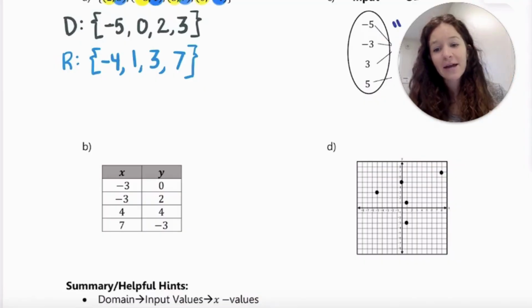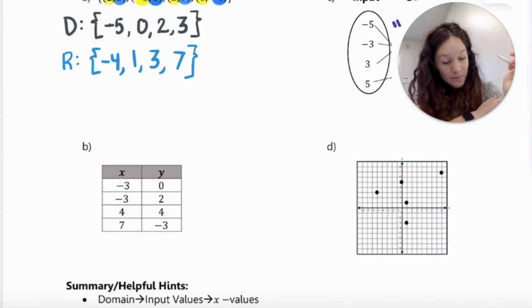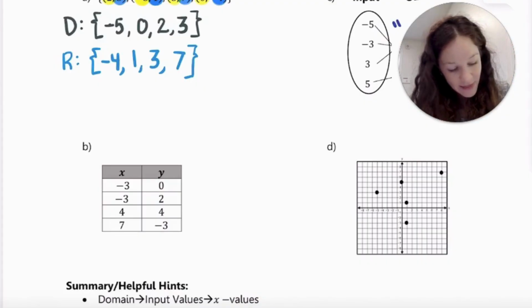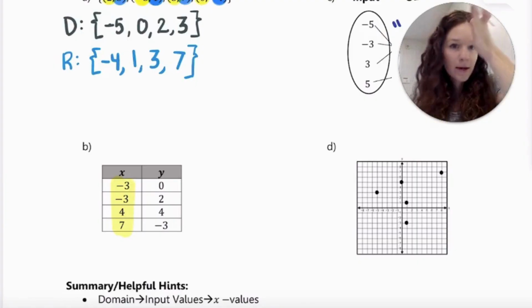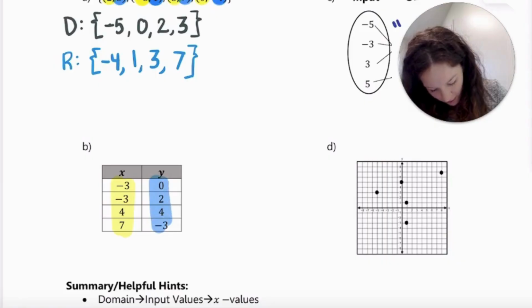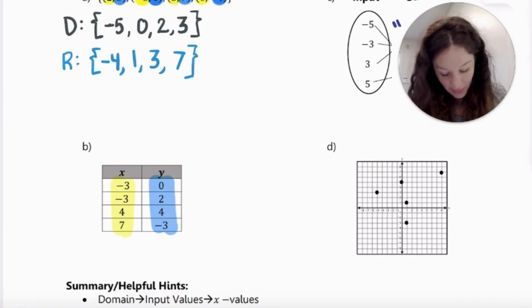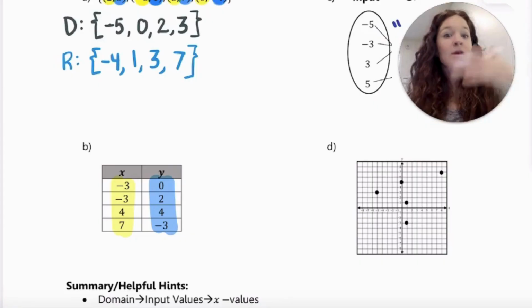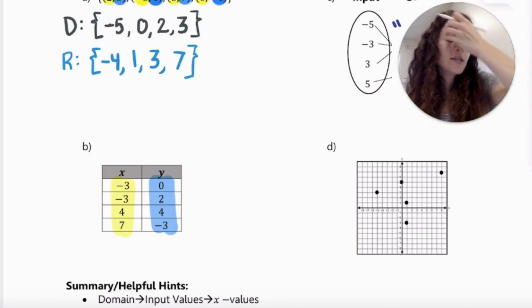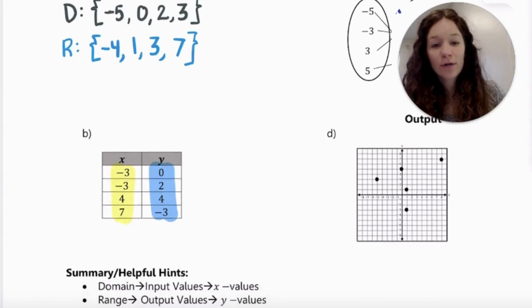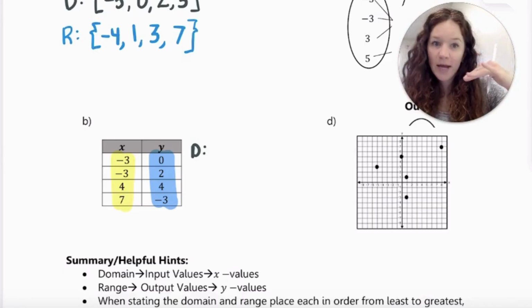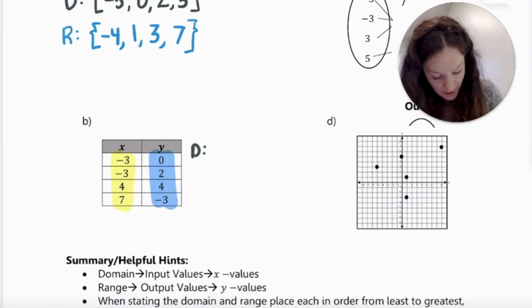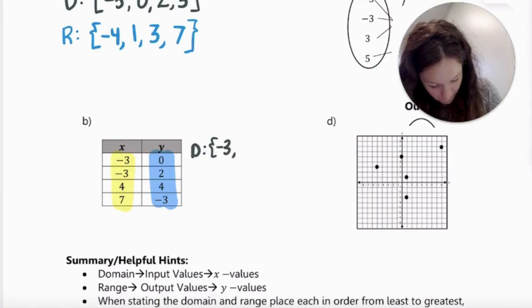So dropping down to letter B, we have a table. So making sure you can identify the table there. This makes it really easy for you. Your X's are right in a vertical line, and your Y's are right in a vertical line. And remember, I give you your tables with the X's already in order from least to greatest, but they do have the repeats, so we need to make sure we're not accounting for them. So our domain here, we see we have -3, -3. We don't need to jot it down twice, so we're just going to write -3, check, check, and then we have 4 and 7.